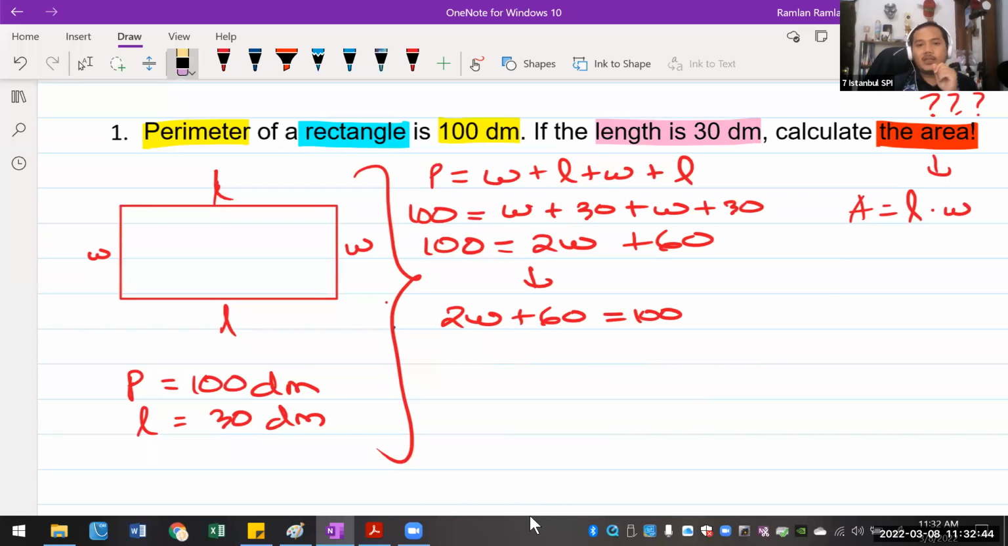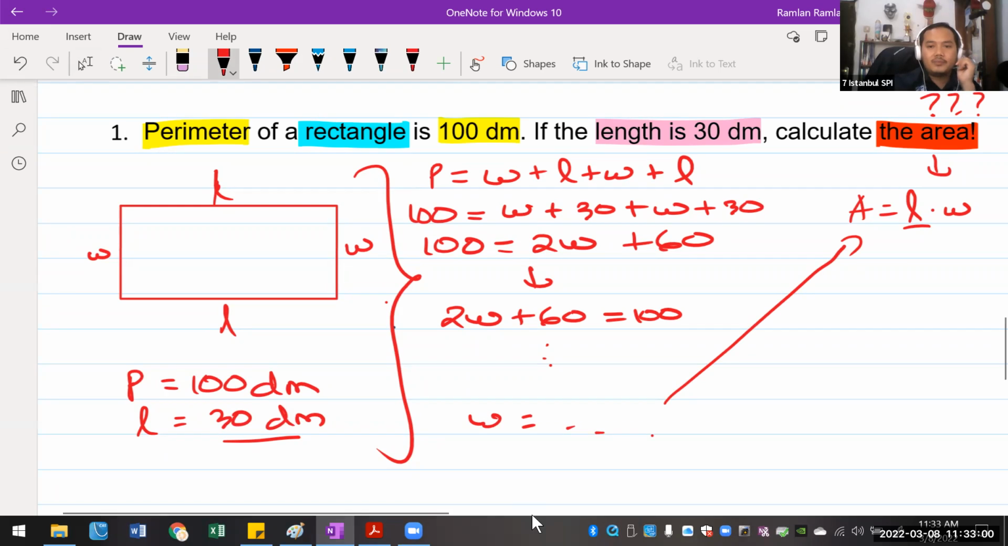Oke, ini lanjutin ya. Ini belum selesai ya, guys. Lanjutin sampai kamu ketemu W-nya berapa. Ini W sama dengan berapa misalnya. Nanti boleh masukin ke sini W-nya. L-nya udah ada 30, W-nya berapa tinggal dikali, dapatlah areanya. Gitu ya. Oke. 5 minutes ya. That means 11:38. Tadi udah lewat ya, 37.